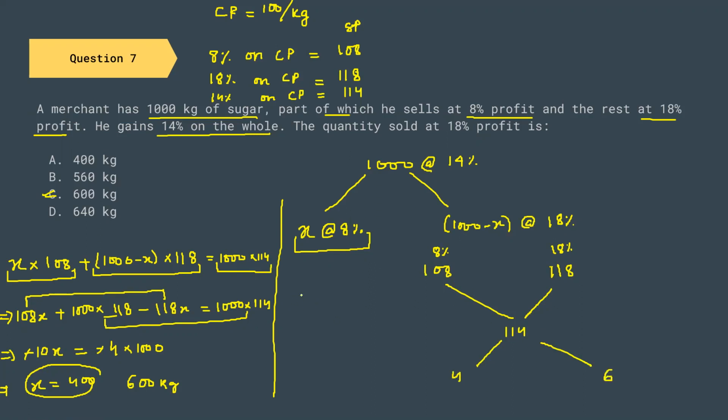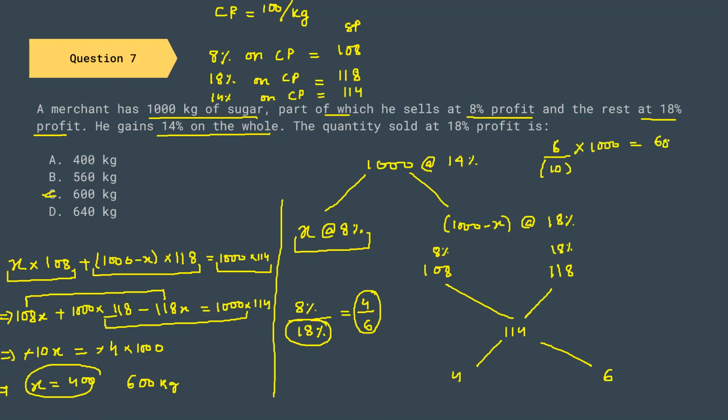Fine. So the ratio of 8% and 18% is 4 by 6. And then we have to find the total quantity for this 18% sugar. So this will be 6 divided by 4 plus 6, that is 10, and the quantity is 1000 kg.